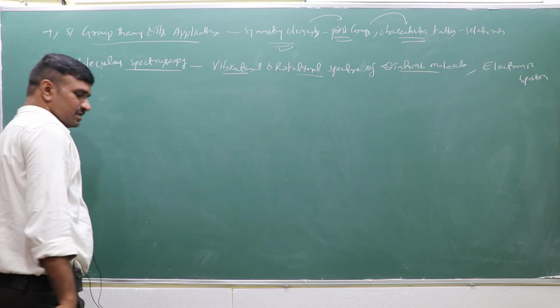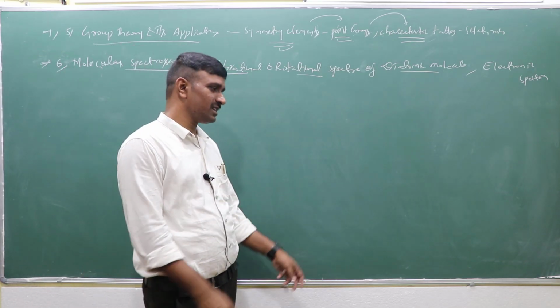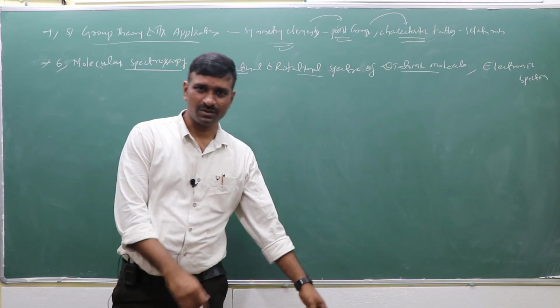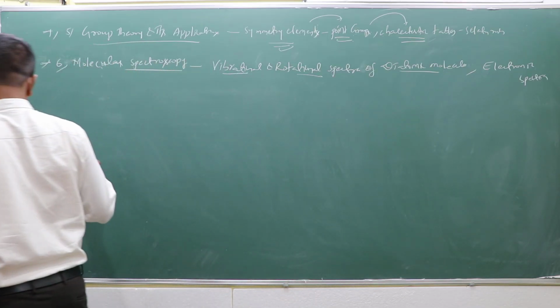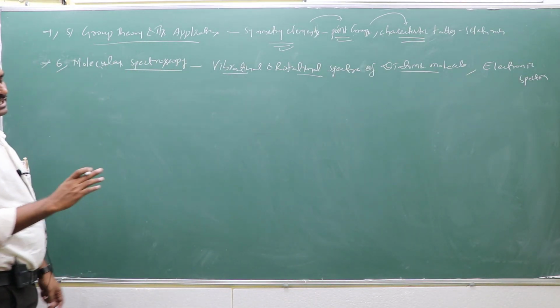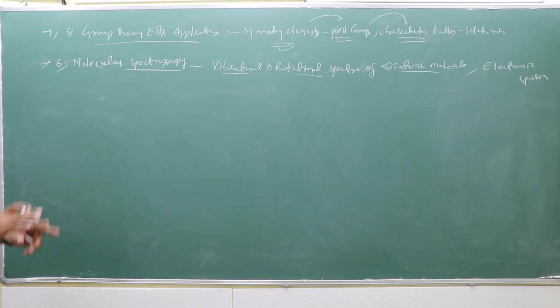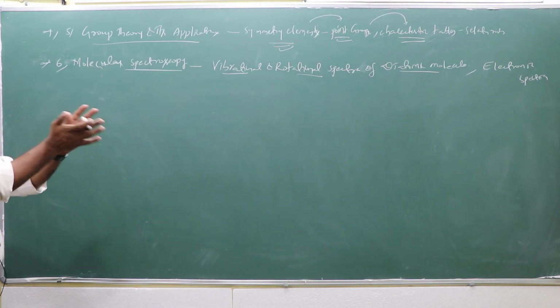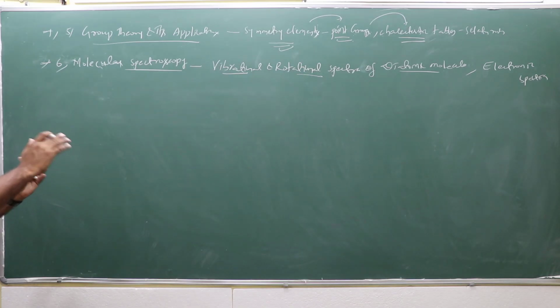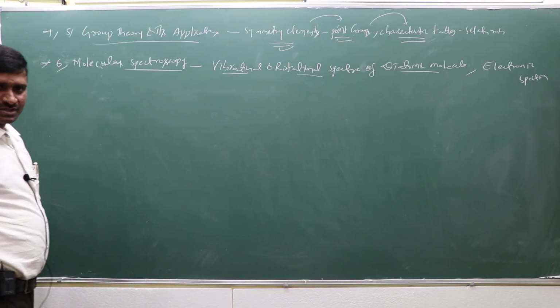When n to pi star transition takes place and pi to pi star transition takes place, which one has the highest bond length, which one has the lowest bond length, right? Which depends upon the frequency and wavelength of the radiation. Which one has lower wavelength and higher wavelength, n to pi star, pi to pi star, n to sigma star, or sigma to sigma star, which one?